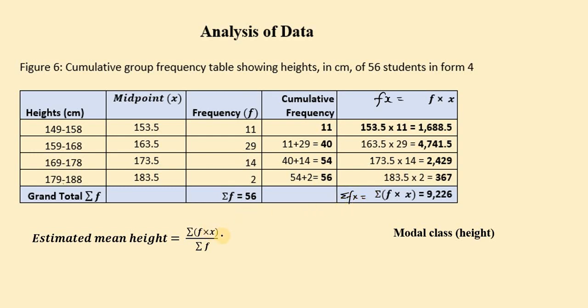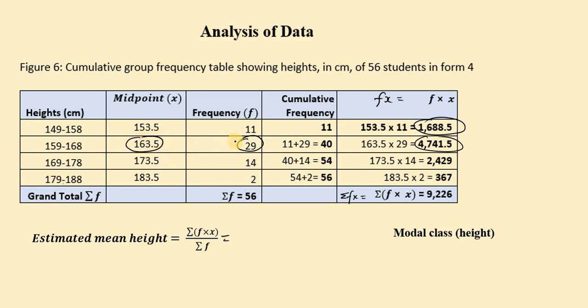So what we're really going to do, first of all, is understand how they came up with these numbers. In fact, what happened is that they multiplied the frequency, the F, which is 11, by the midpoint of this class interval, and they get 1,688.5. The same thing was done for all the others. So this number here came from what? It is a product of the frequency, 29, and the midpoint, 163.5.